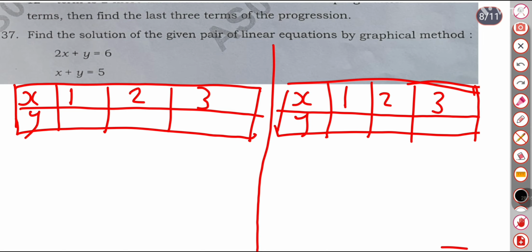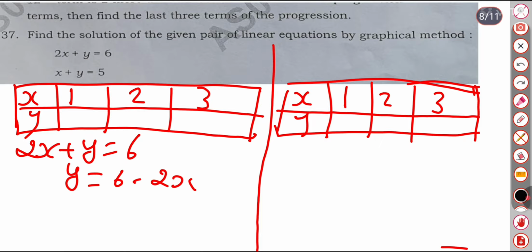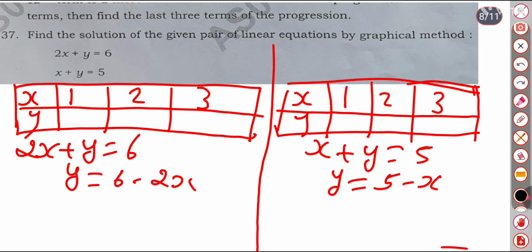Now what will we do? First equation I'll write here, that is 2x plus y is equal to 6. In this, y is equal to 6 minus 2x. Here the second equation is x plus y is equal to 5. Then y is equal to 5 minus x. We are solving for y. Now we'll give the values. If x is equal to 1, then y is what? 6 minus 2 into 1. 6 minus 2 is 4.